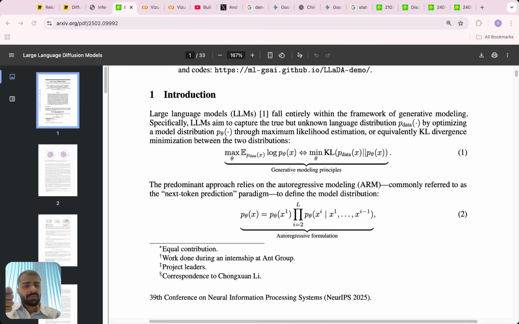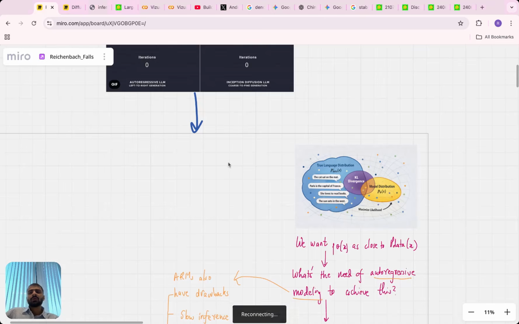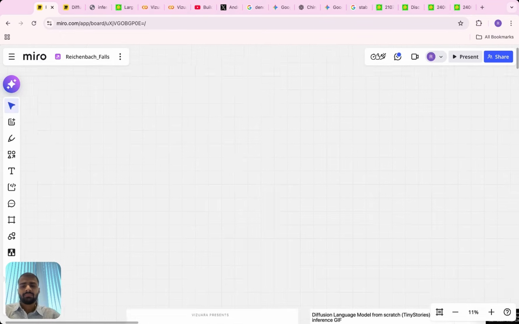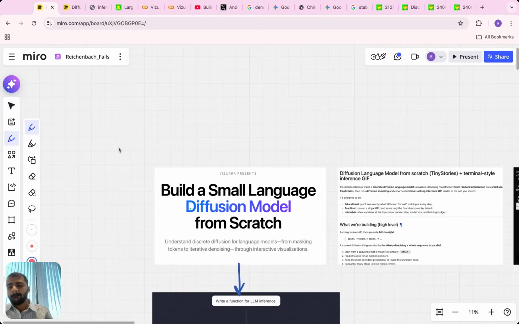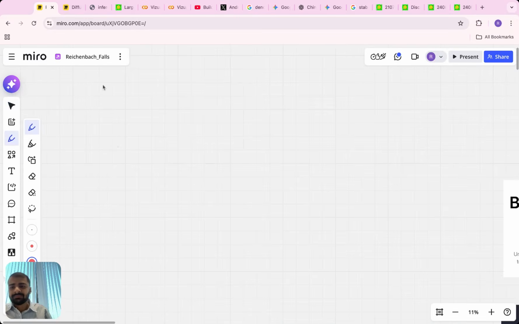To understand the concept of autoregressive models, let me go to the whiteboard and actually try to write down a couple of things. Autoregressive models, right? They are also called ARMs now, but that's just a fancy way to understand a very simple concept.